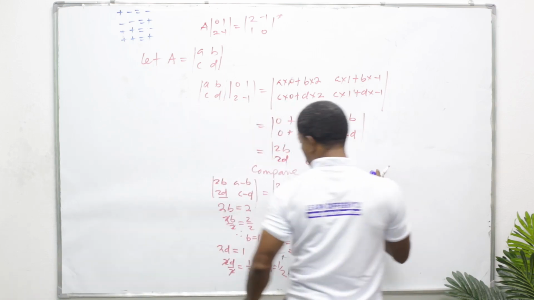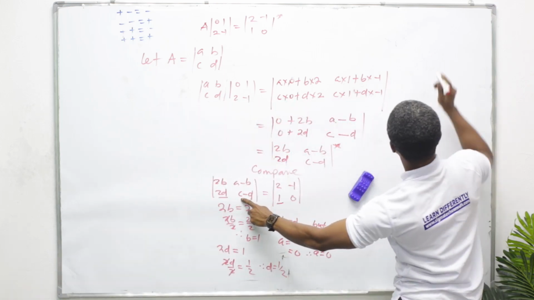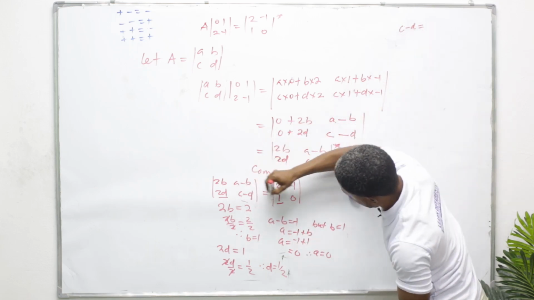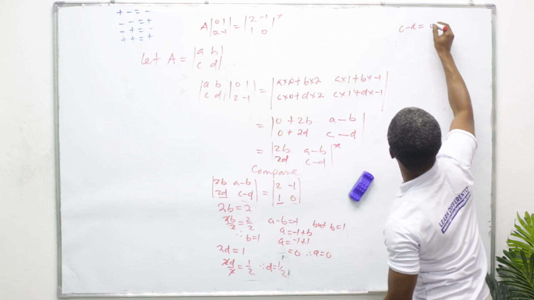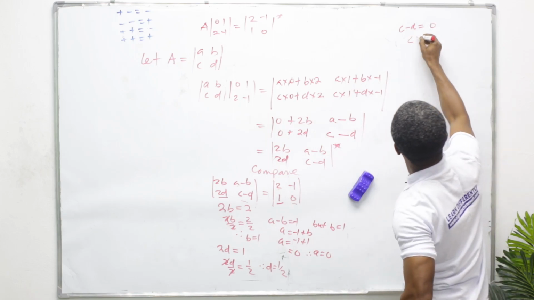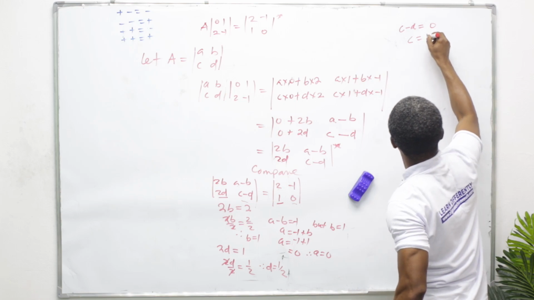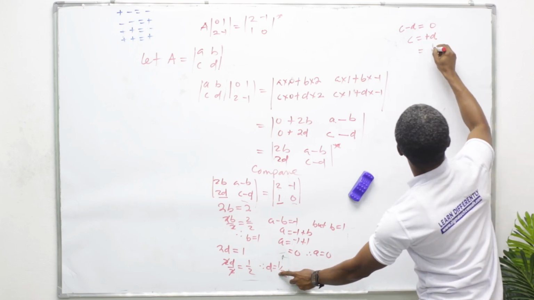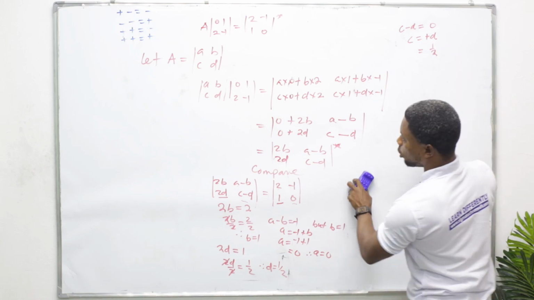Half. Now, the next thing we are going to look at here is c. C minus d is equal to, it will be this one against this one, equals 0. But I'm looking for c, so this one will go to this side and become plus d. What is d? D is half. So this is also what? Half.